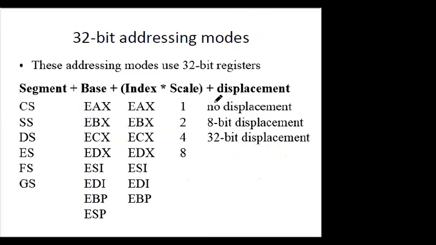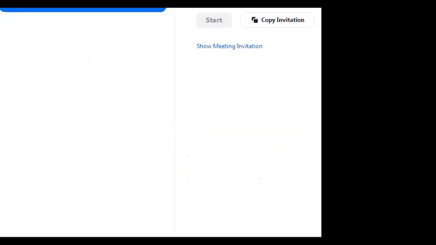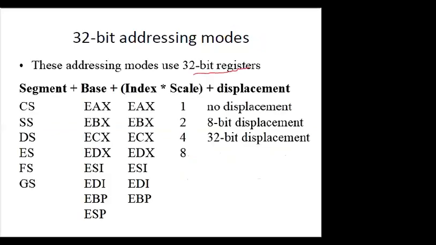So let us switch over to 32-bit addressing mode. These addressing modes use 32-bit registers. In this register set, one portion represents segment, a base, and index, and that's the scaling. So there is a scaling factor.